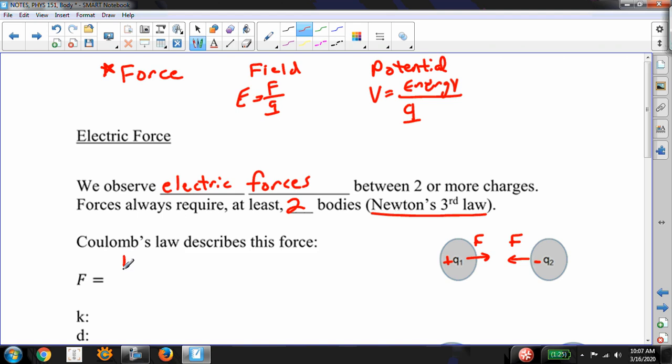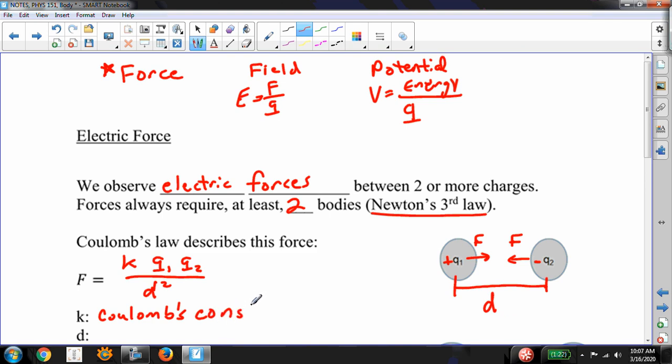Coulomb's law describes this force. We give Coulomb's law as F = k Q1 Q2 divided by d squared, where Q1 and Q2 are just the charges, how much charge they have, and d is the distance separating them. k here is a constant, Coulomb's constant. It doesn't really matter what it is, it's a really big number. You're not going to have to calculate the force, but of course you will need to know this equation and know how to apply it.